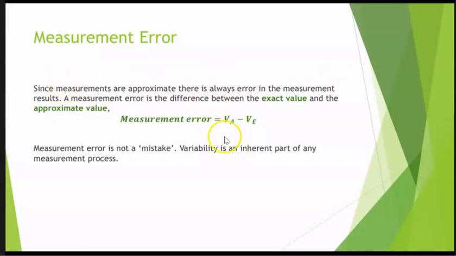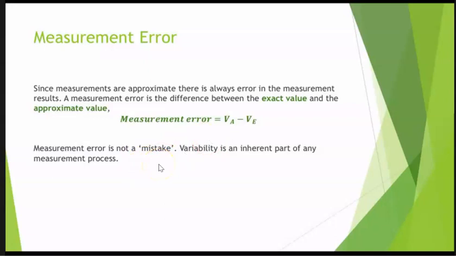And the general formula is the difference between the exact value and the approximate value. So here it is in kind of a formula. I would write this down in your notes. Measurement error equals the approximate value, which is what the A stands for, minus the exact value, which is what the E stands for. So you're just subtracting these two values, where approximate goes first, and then you subtract the exact value. Now, really important, measurement error is not a mistake.